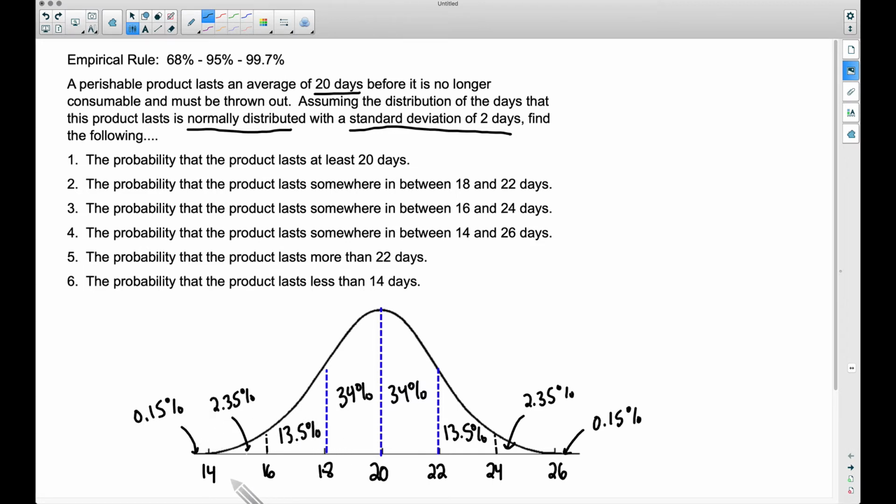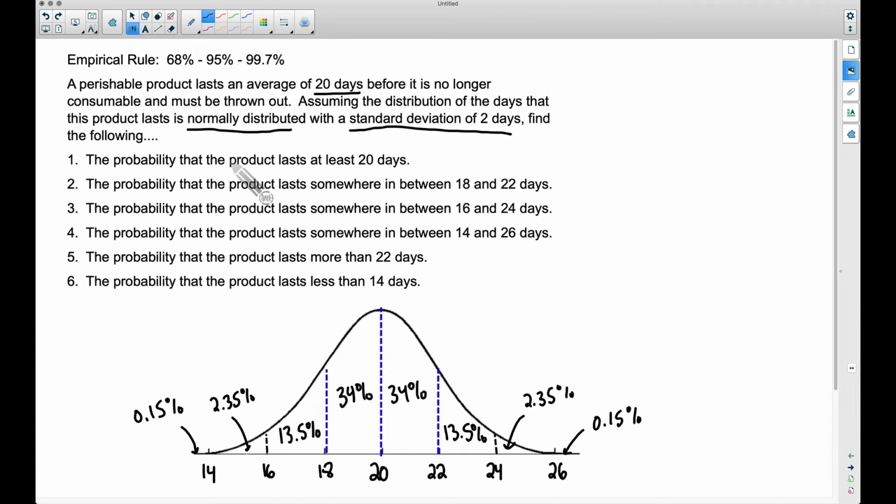Very, very unlikely that the product's going to last less than 14 days. And it's very unlikely that this product's going to last longer than 26 days. So now that we've broken this thing up, this 68, 95, 99.7, let's answer some questions.